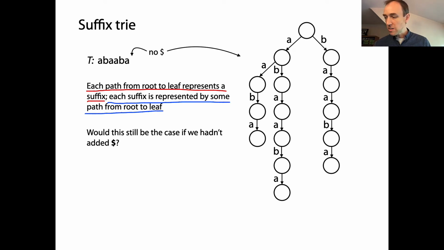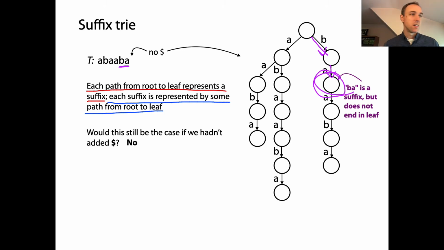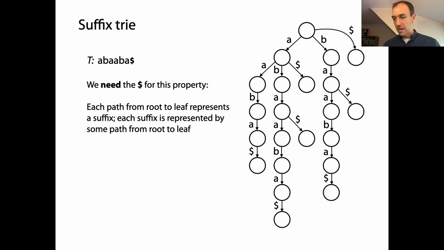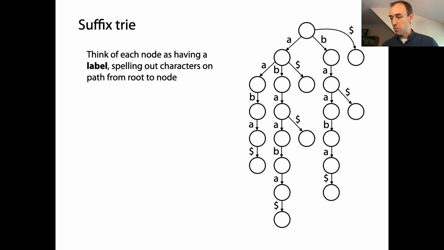is no longer true, because let's take a suffix, for example, of just BA. If we walk down from the root, we follow these two edges, and we're not in a leaf, right? We're just in one of the internal nodes. So BA is a suffix, but the path that we walk down from the root, according to the characters B and A, doesn't end in a leaf. So the lesson here is that we need the $ on the end of the text t in order to have this bijective one-to-one mapping property: each path from the root to a leaf represents a suffix, and each suffix is represented by some path from root to leaf. Okay, so great. That's another thing that $ is doing for us.